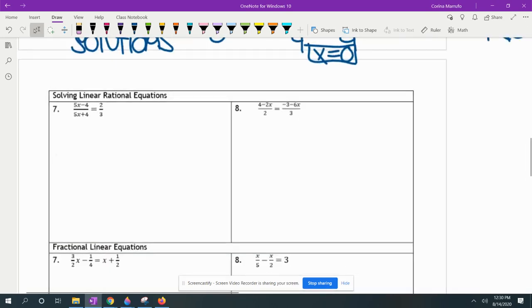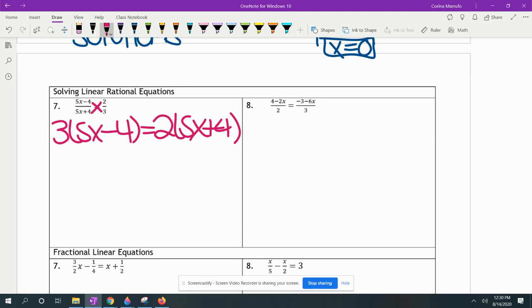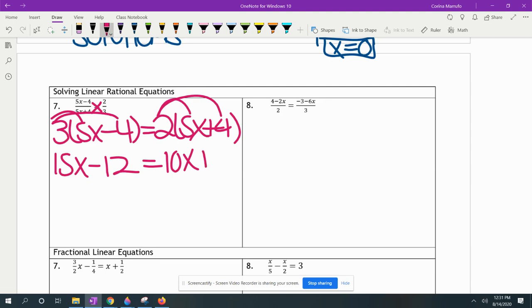Now we're going to solve linear rational equations. This sounds a little fancy, but all we got to do is cross multiply. So we're going to multiply the 3 times the 5x minus 4 equals, and then we're going to multiply the 2 times the 5x plus 4. And then we are going to solve by distribution first. So we multiply this 3 times the 5, that gives us 15x. 3 times the negative 4, that gives us negative 12 equals. Then we distribute this 2, so 2 times 5 is 10x, and then 2 times 4 is 8.